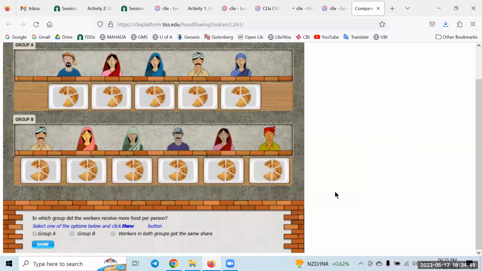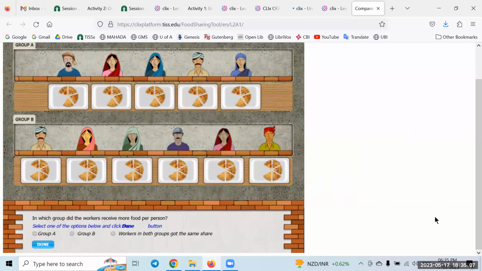There is one more option: workers in both groups got the same share. This is also an option you have. Ma'am, can that be possible? 4/5 is 0.8. 5/6 is 0.8, the same approximately. If you take 0.83 or 0.86, it is not exactly the same actually.